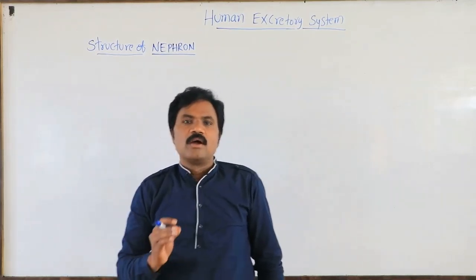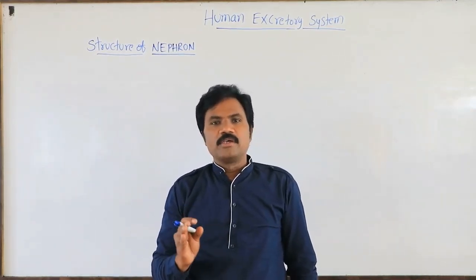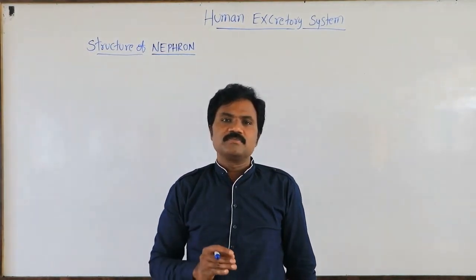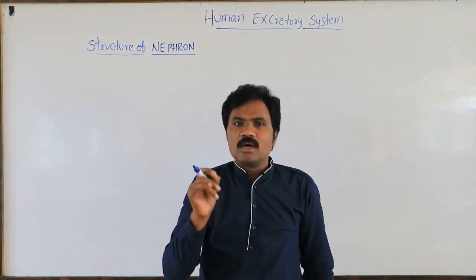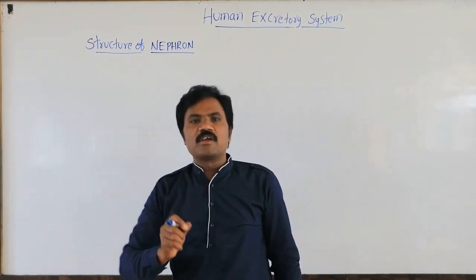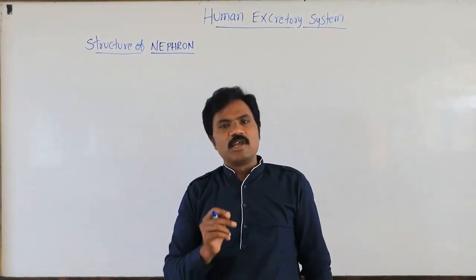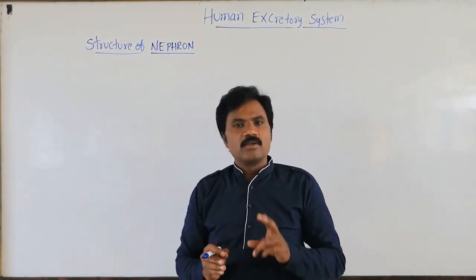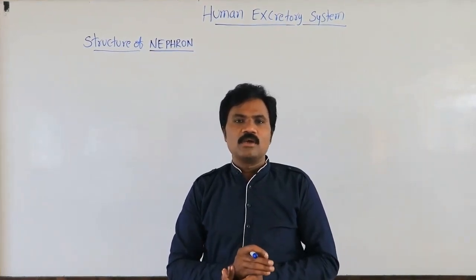Hello students, today we discuss the continuation in human excretory system. In that one, what is the structural functional unit of the kidneys? Already I said, what is the name of that one? That is the nephron. There are two types of nephrons present.